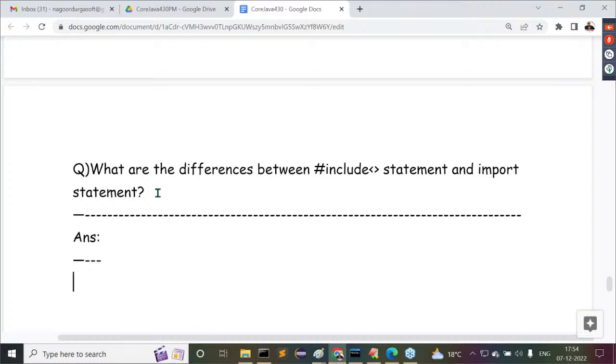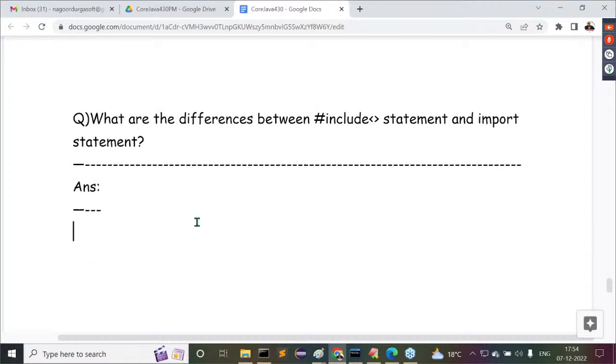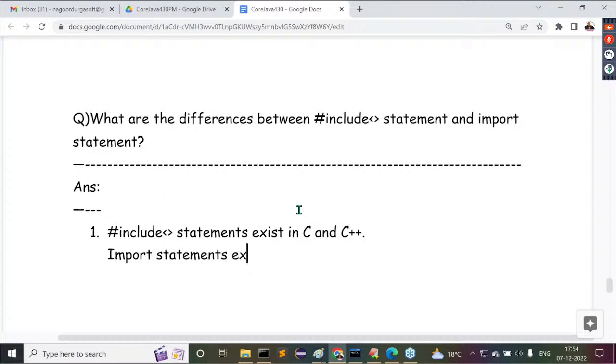What are the differences between hash include statement and import statement? Here we have to give the answer. Are all of you ready? Already you know the total content. Now tell me what exactly the differences are. First one: where these two exist. First understand it. Hash include statements exist in C and C++, whereas import statements exist in Java. This is point number one.